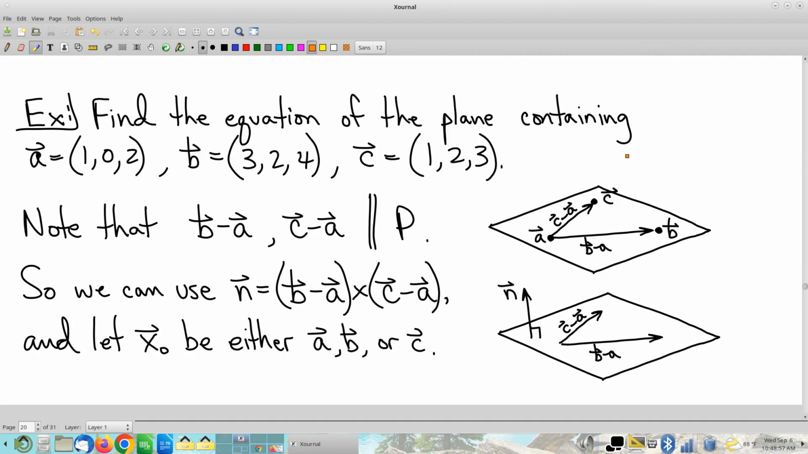So here's an example. Suppose you know a plane by way of the following information. You're told these points A, B, and C. A, B, and C characterize a plane, right? You give me these 3 points. There's only one plane that can possibly go through all 3 of them. What's the equation of this plane? How do I figure out how to write the equation?